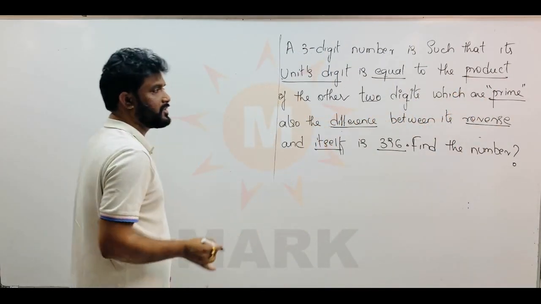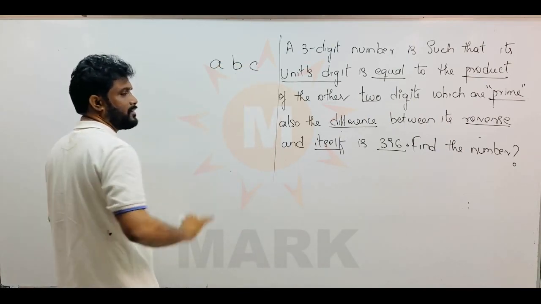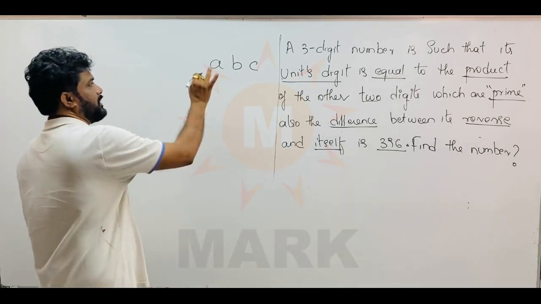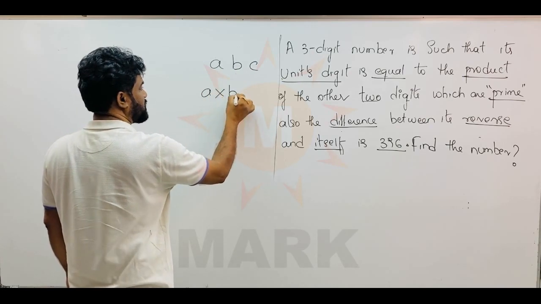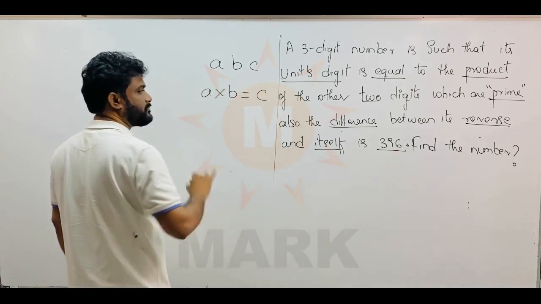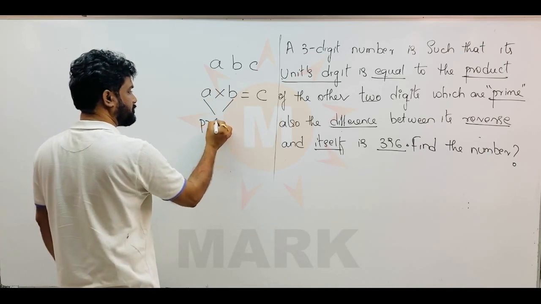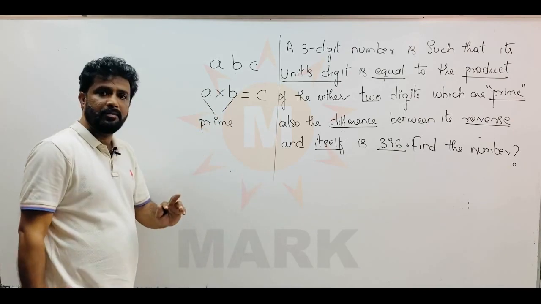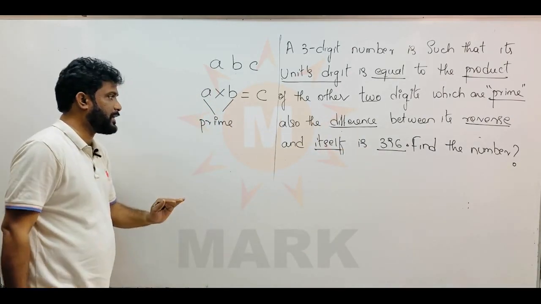Okay, let us suppose the 3-digit number is ABC. He is telling that the units digit must be the product of the other 2. That means A into B must be equal to C. And A and B should be prime numbers. Let us see about this 396 later. First of all, A and B should be prime numbers.